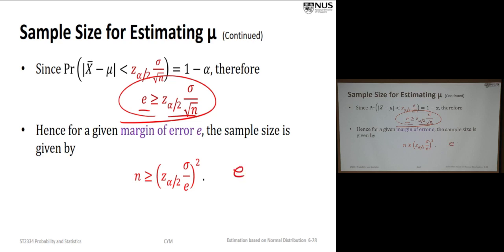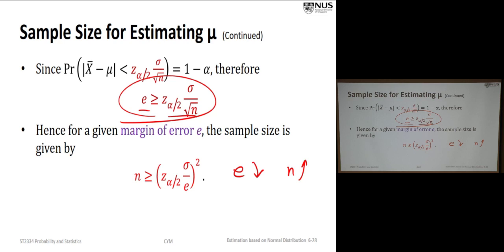If E is small, then your n will be big. Why? E is in the denominator, right? But what does E small mean? E small or decreasing means that your margin of error is so small. I need a bigger sample in order to achieve that. All right, so that's how we do it.